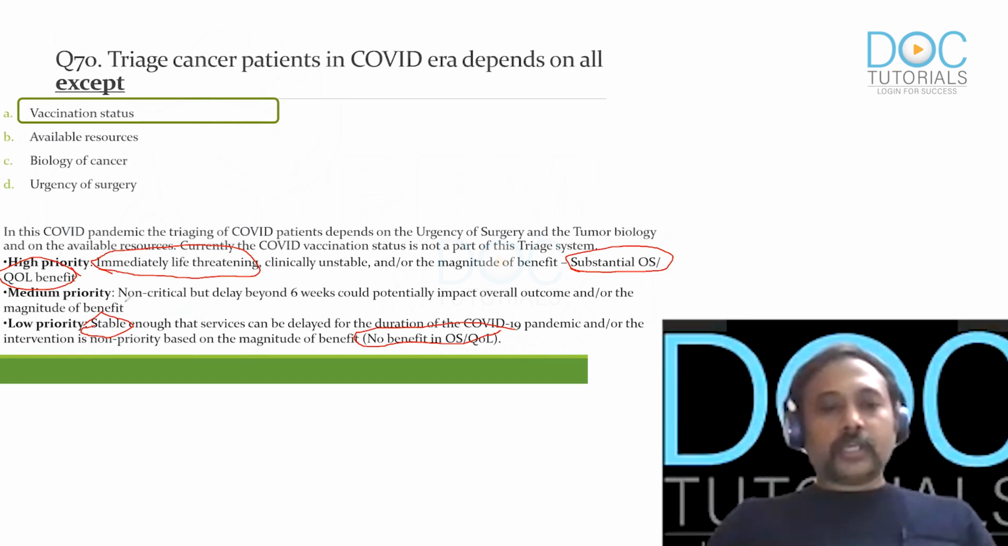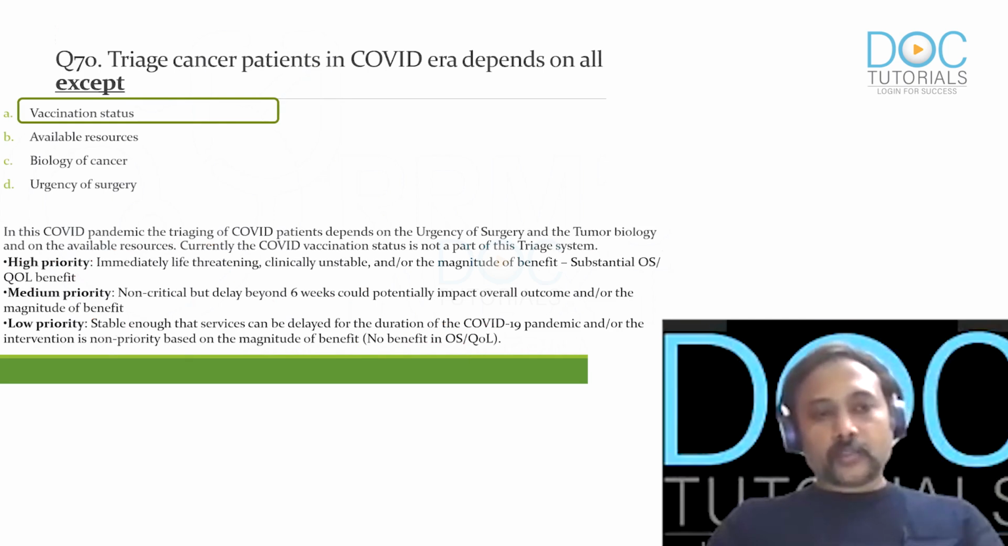Anything in between these two. So non-critical surgeries, but which need to be done within 6 weeks, as delay will cause an impact in overall survival. So if there is substantial benefit, then you make it a high priority. If there is some benefit, and especially when it is more than 6 weeks, there may be a decrease in your overall survival or in your quality of life, then that will make it a medium priority. Your low priority is going to be the one where there is no real benefit of doing the surgery. That is why you will classify.